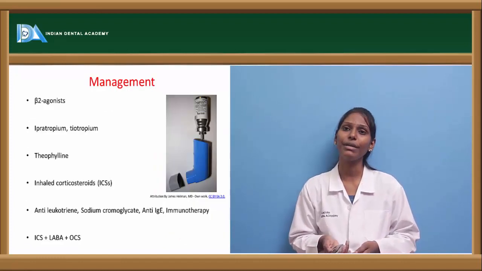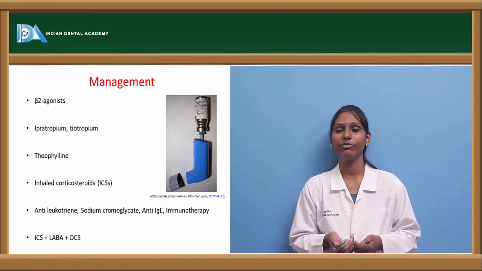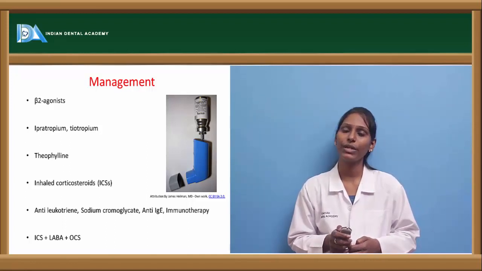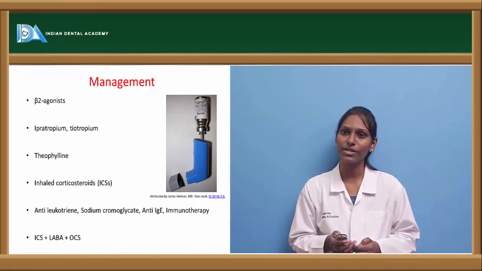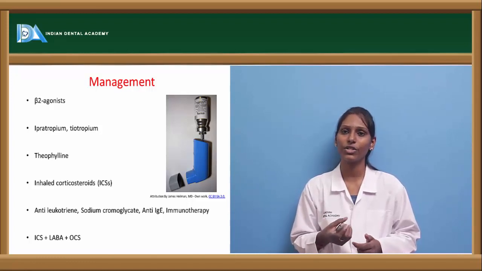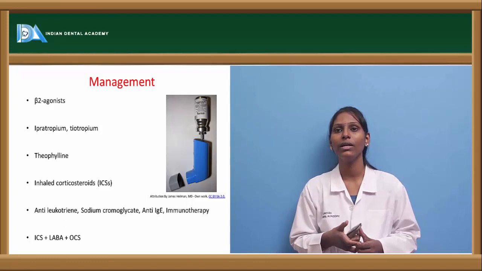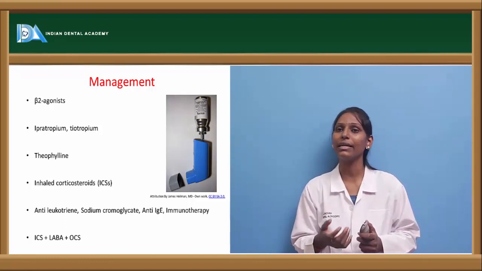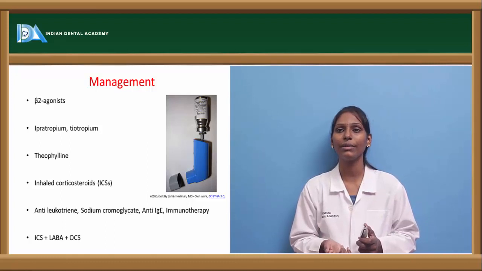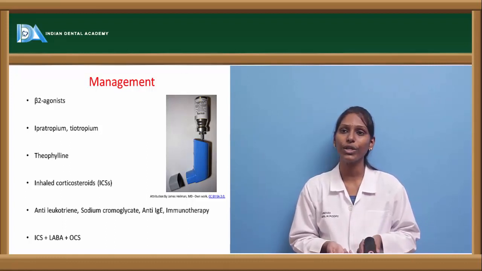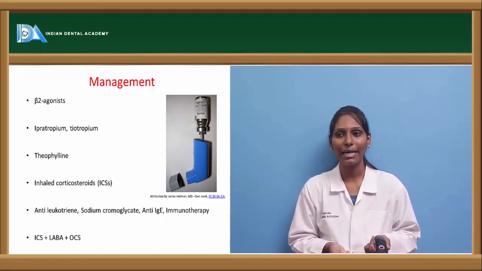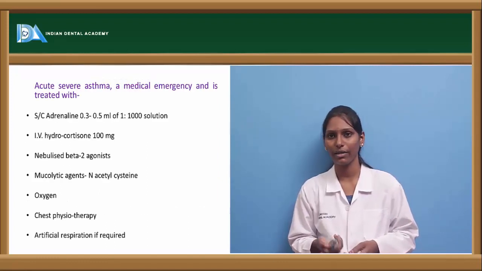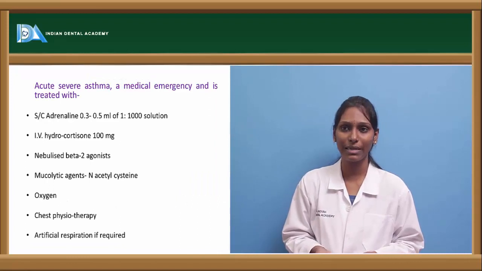Coming to management, beta-2 agonists are usually helpful, and ipratropium, tiotropium is usually given. Theophylline is the drug of choice. Inhaled corticosteroids, that is ICS, are usually available. The patient can carry them in the pocket, and whenever there is an acute asthmatic attack, inhalation of these corticosteroids can be done. Anti-leukotrienes, sodium chromoglycate, and anti-IgE immunotherapy are recent advancements in case of asthma, and especially in acute asthmatic conditions.